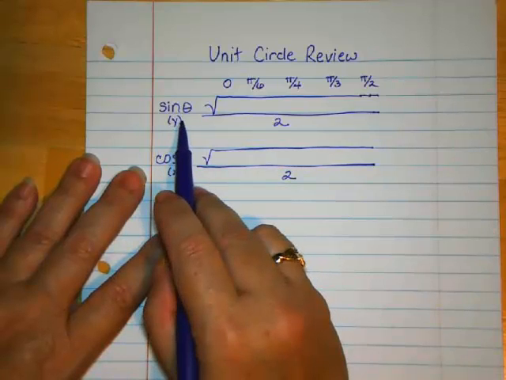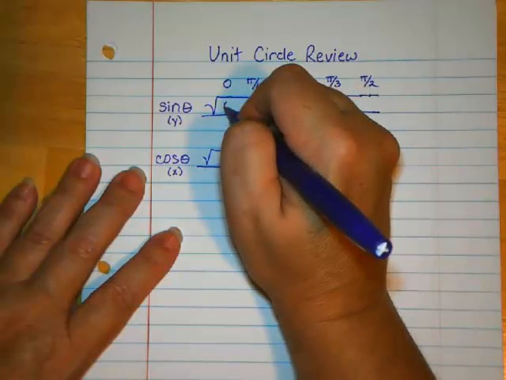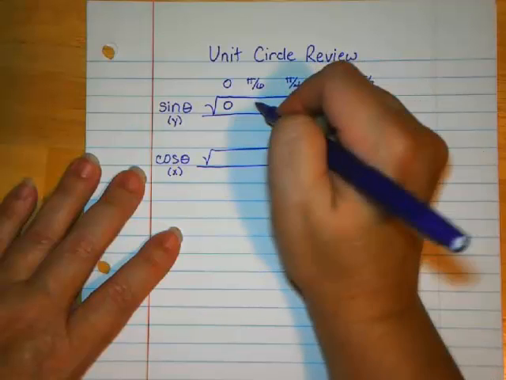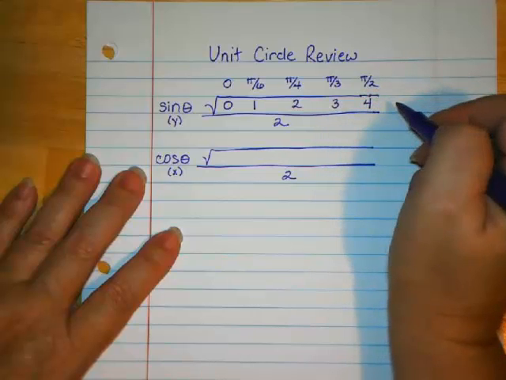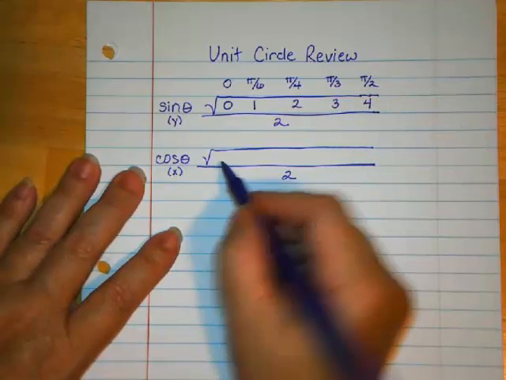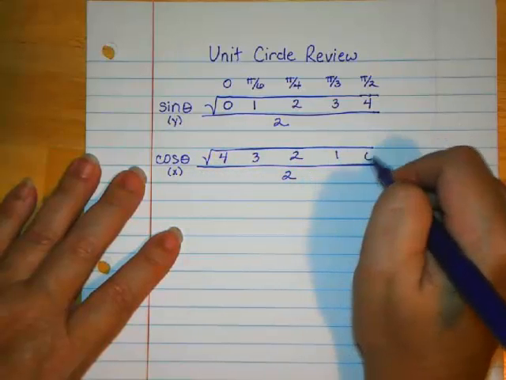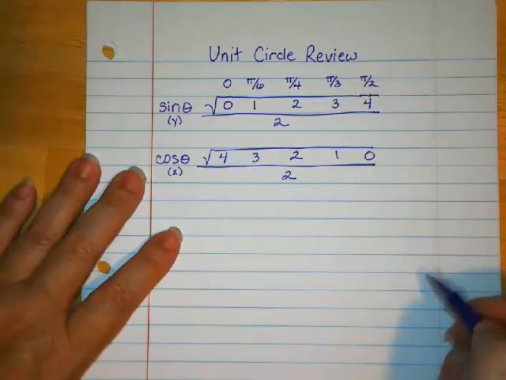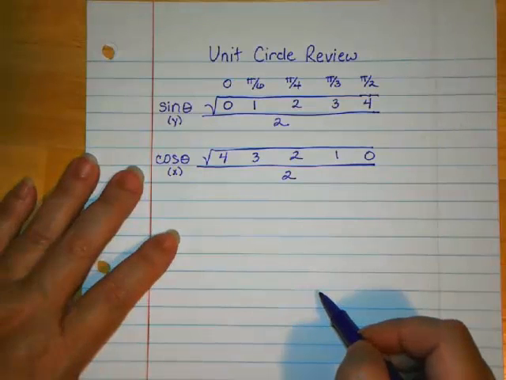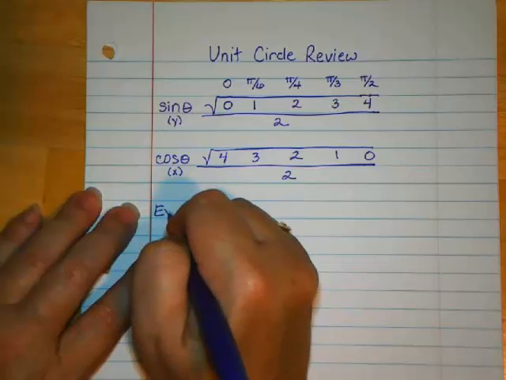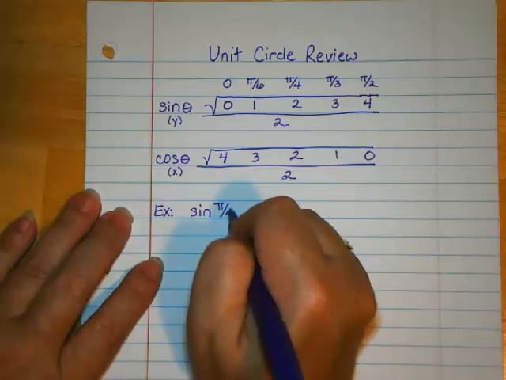Now I'm going to write a y under here to remind myself that the y coordinate is the sine and the x coordinate is the cosine. As you move up the unit circle, the y coordinates get bigger. So this one is the one that starts with 0. So you put a 0 here, 1, 2, 3, and 4. On the cosine, you go in reverse order. 4, 3, 2, 1, 0. Now, in this diagram, you have any sine or cosine that you need for quadrant 1.